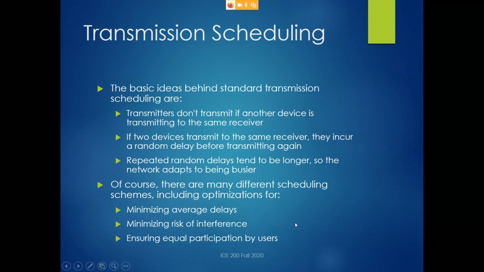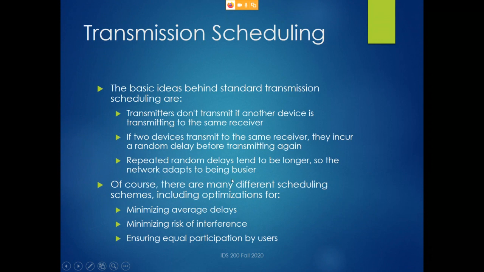Number 2, minimizing the risk of interference, right? So that can be an issue in remote networks where power consumption is an issue. Basically, you don't want devices to transmit if their power is going to be wasted. And last, ensuring equal participation by users. Basically, having some mechanism in place to make sure that everyone eventually gets a turn to transmit.